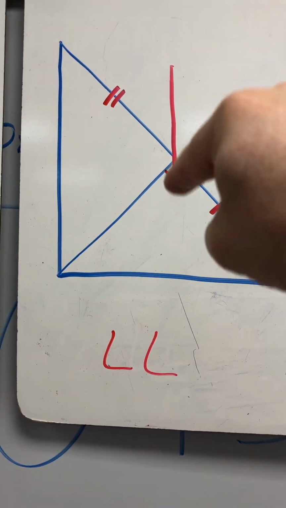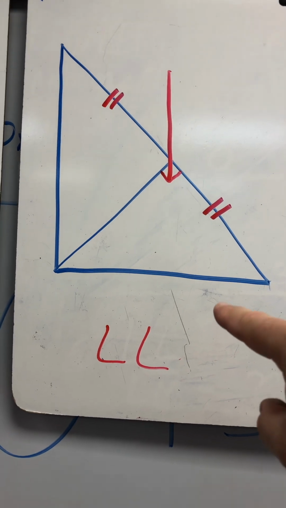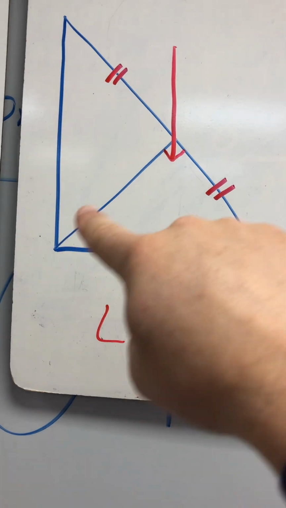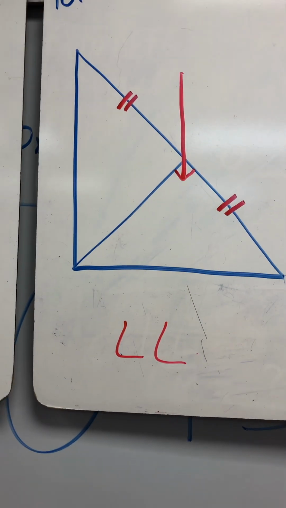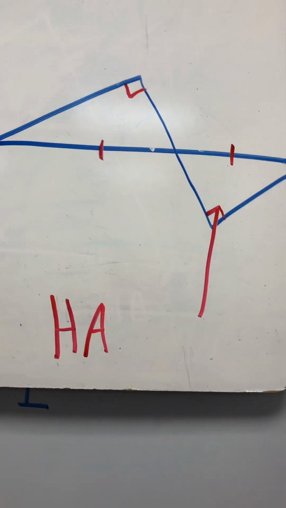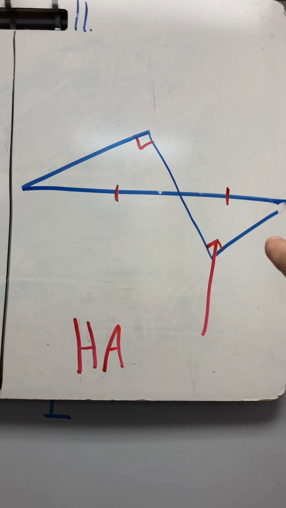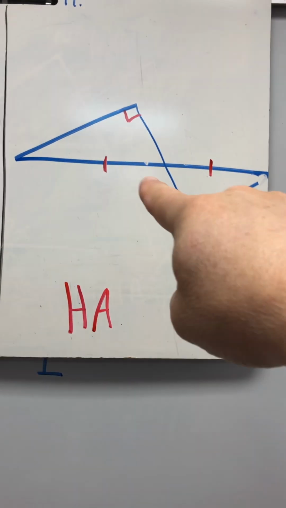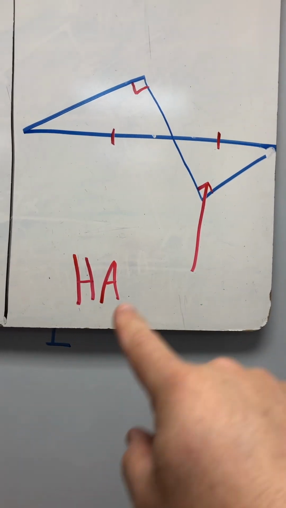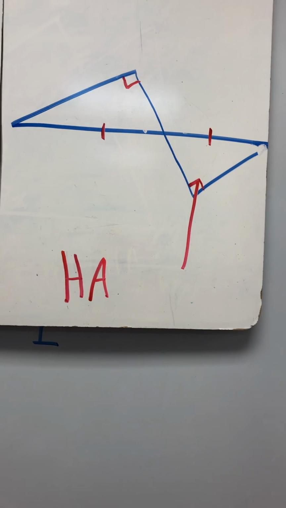Here, once again, the right angle points to the hypotenuse. That's not part of your answer. So this must be a leg, and this is common to both, and that must be a leg. So it's LL. Over here, the right angle points to the hypotenuse, which is equal to the hypotenuse here. So hypotenuse is part of your answer, and you have vertical angles here. So you have hypotenuse angle.